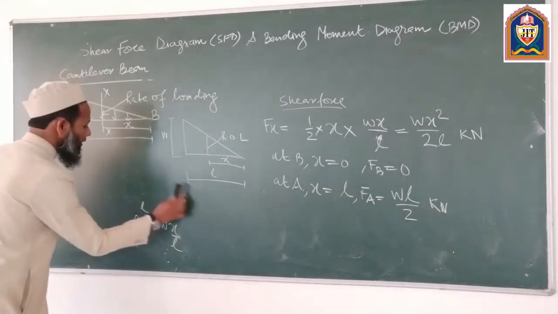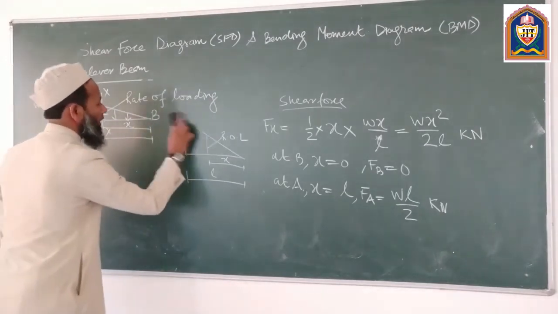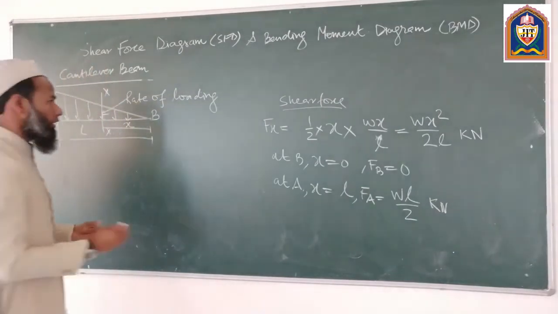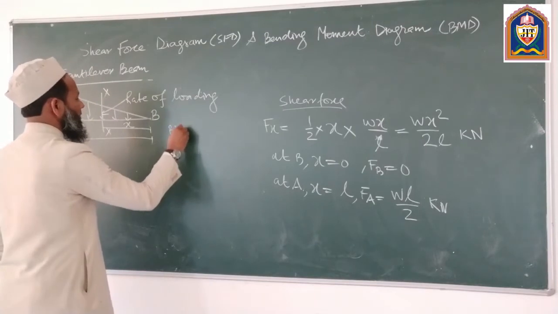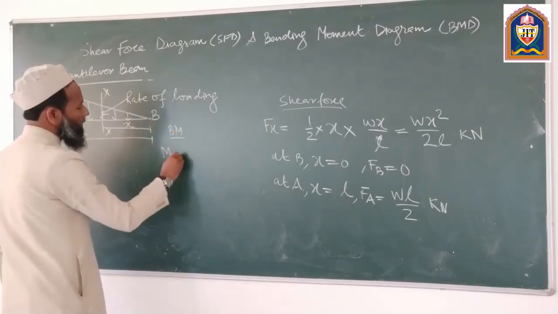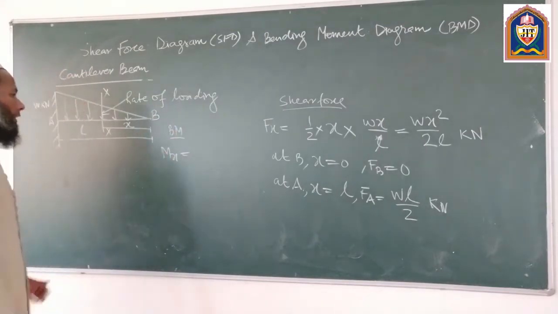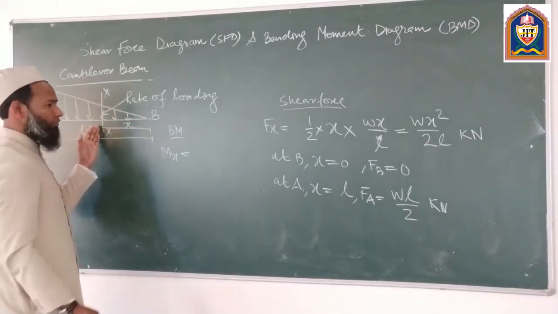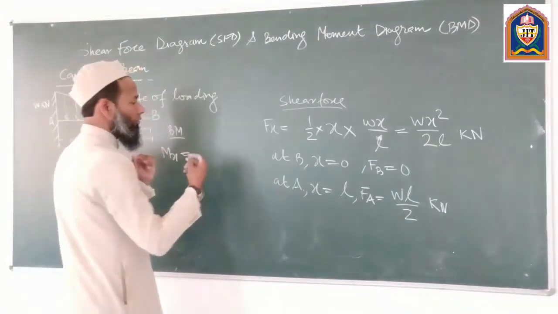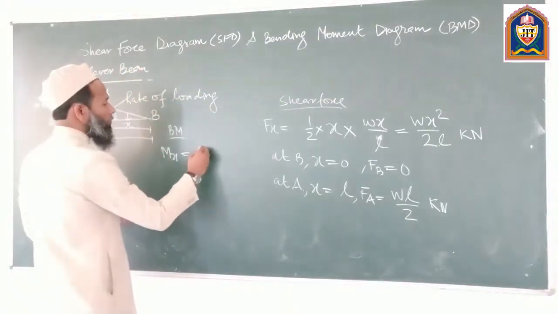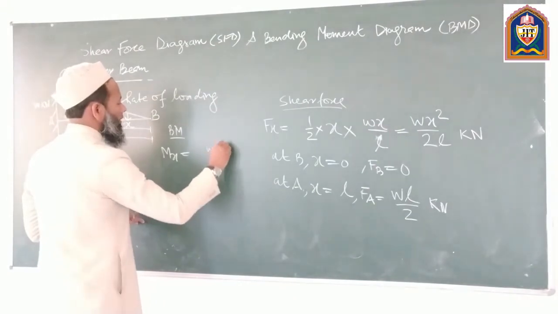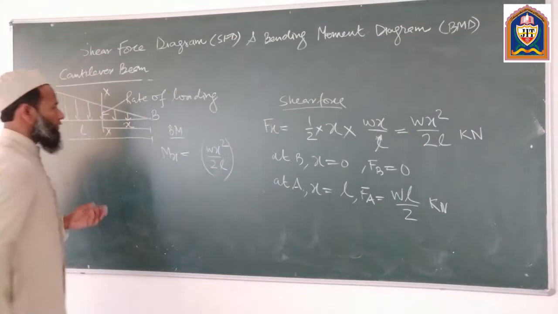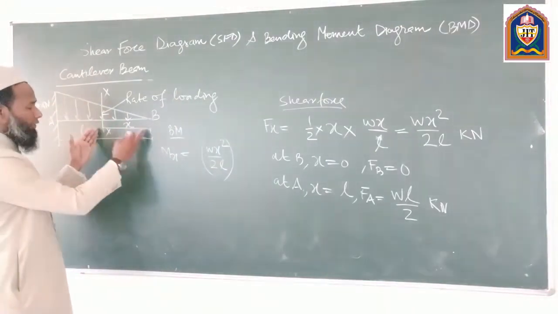So now I am just rubbing this. Now we will find out the general equation for the bending moment. So Mx is equal to, this is the section. On the right side, the force we have calculated. What is the force? Force is Wx square upon 2L.